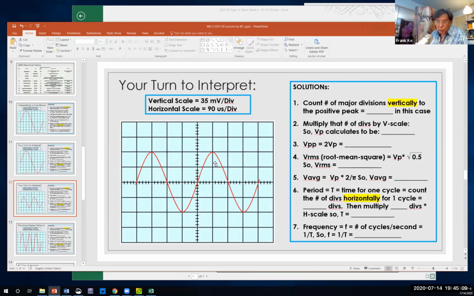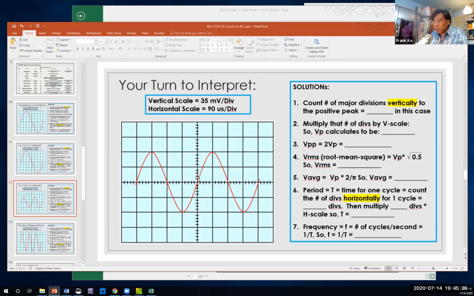I happen to have 2 cycles shown here. You don't count from here all the way to here because you're counting for 2 cycles. You only count for 1 cycle. Oh, okay. So then it would be 4? 4 divisions. Are we clear on this, everybody? 1 cycle is 4 divisions.